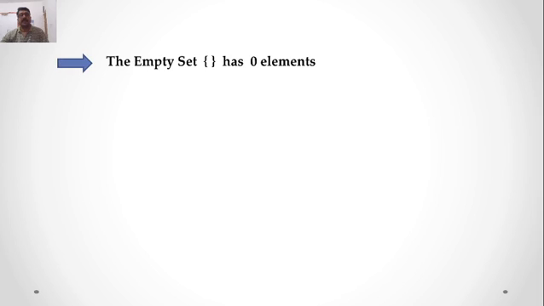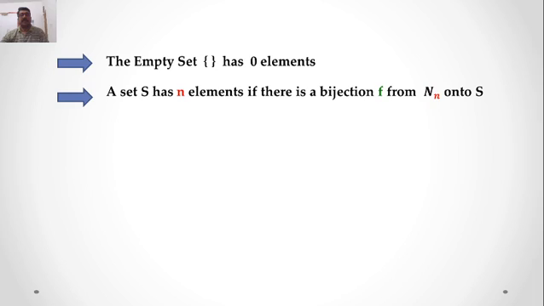First, we define what an empty set is. We know an empty set is a set which has no elements. That means 0 elements. When we say a set has n elements, for some n in N, if there exists a bijection f from N_n, that is the set {1 to n}, the set of first n natural numbers, onto the set S. So if there exists a bijection from N_n onto S, we say that set S has n elements.